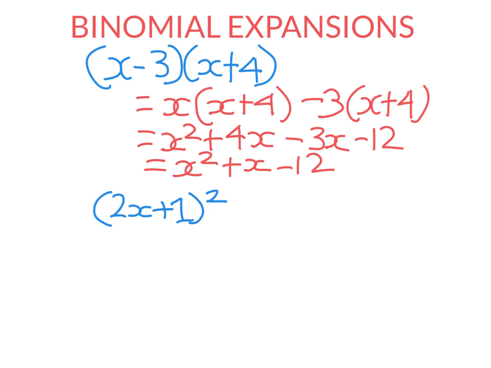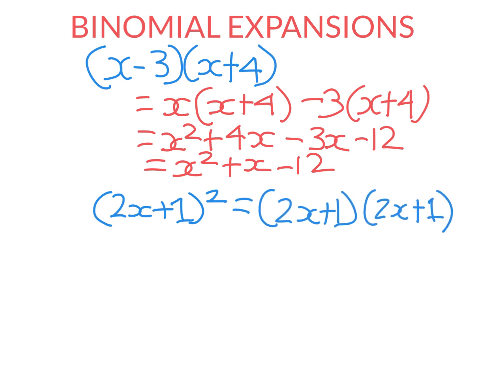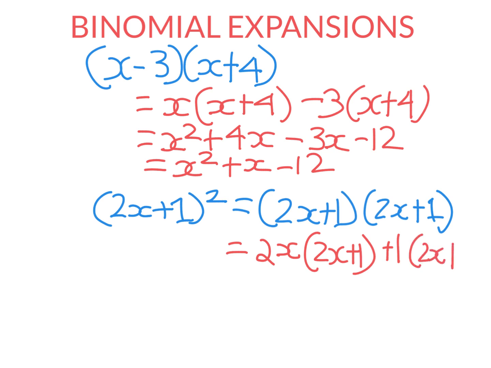So what about 2x plus 1 squared? Well, of course, squared just means you multiply it by itself. So this is 2x plus 1 multiplied by itself. So when you're doing these binomial expansions, the idea is you take the first thing in the first bracket, multiply it by the second bracket. You take the second thing in the first bracket, multiply by everything in the second bracket. The idea is everything in the first bracket needs to be multiplied by everything in the second bracket.